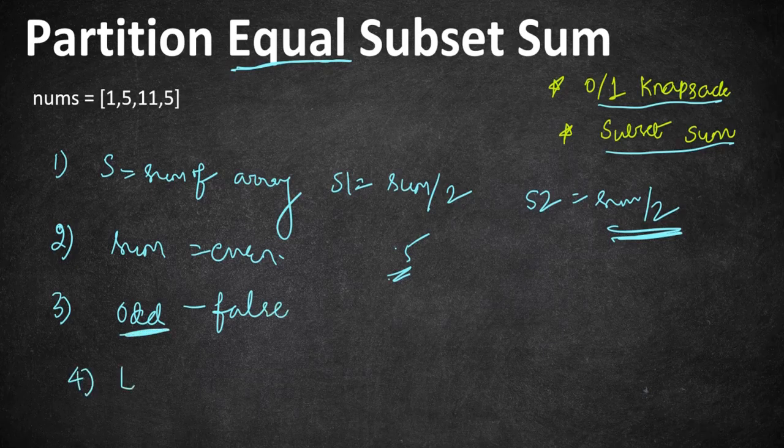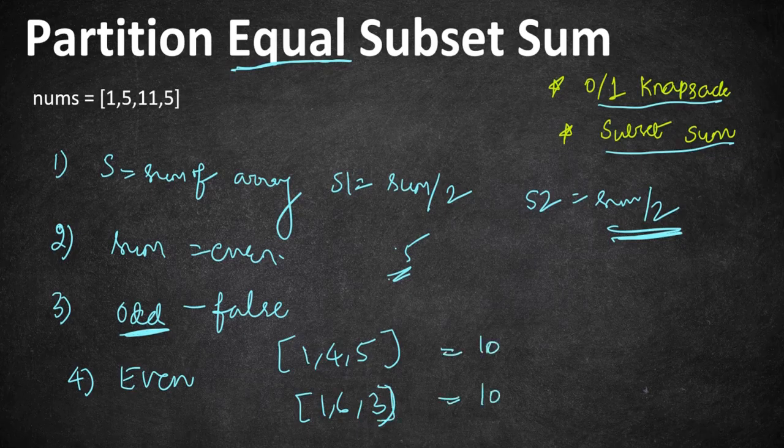If the sum of the array is even, there are two choices. This can be true or false. How? Consider two arrays. The first array has 1, 4, 5, and the second array has 1, 6, 3. In both cases the sum is 10, which is even. But we cannot conclude that we can divide them, because in the first case we can take 1, 4 as one subset and 5 as the other subset, which forms equal sums, so the result is true.